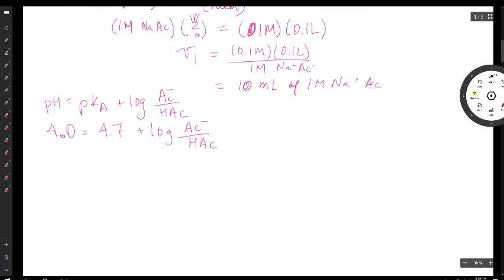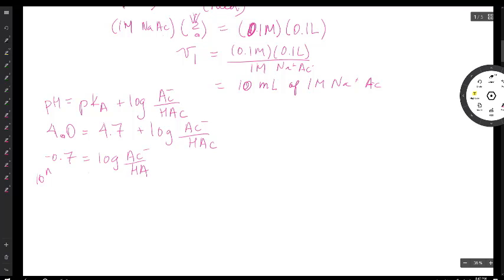So the first step to figure out how much hydrochloric acid we need to convert the sodium acetate to the correct amount of acetic acid is we need to figure out the ratio of acetate to acetic acid that's going to give us a pH of 4. And so to do that, we solve for the ratio here. So you have negative 0.7 is equal to the log of AC minus over HA. So 4.0 minus 4.7.